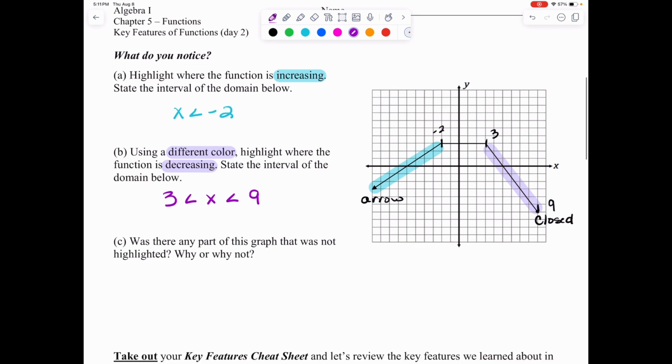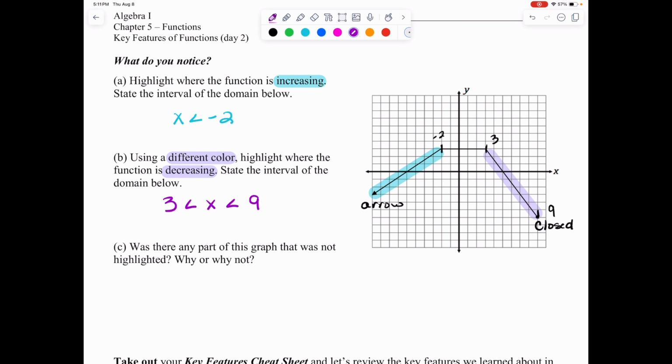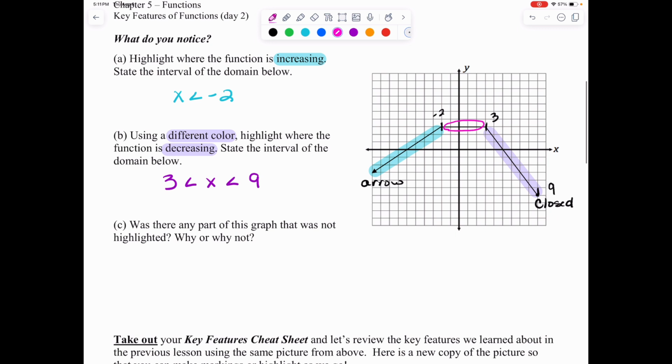So part C now is important. It says, was there any part of this graph that was not highlighted? Why or why not? Right here, this portion that I'm putting a circle around never was highlighted. That means it wasn't part of increasing and it wasn't part of decreasing. I want to talk here about the fact that there are portions of graphs that might be neither of these things. So was there any part of the graph that was not highlighted? Yes. And then it says why or why not? Well, that portion of the graph is a horizontal line.